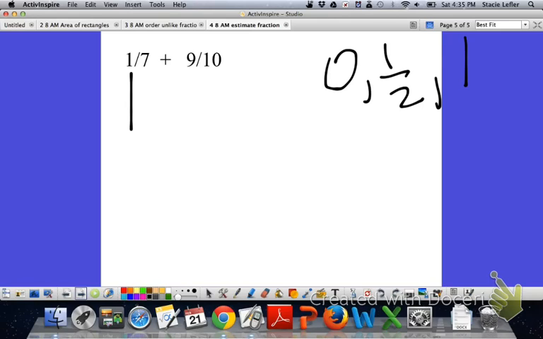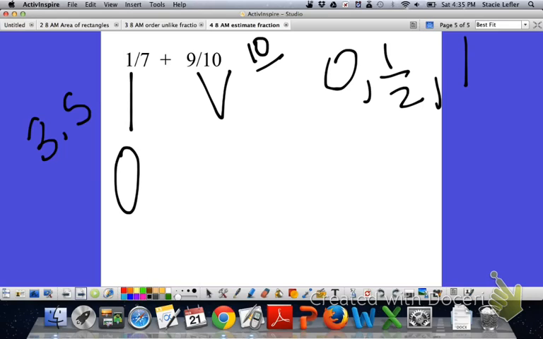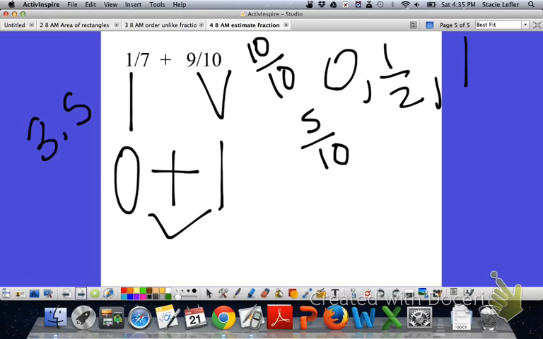So 1/7 is closest, half of 7 is exactly 3.5, and 1's closer to 0 than it is to 3.5. So I'm going to round this to 0. 9/10, well, 10 out of 10 would be exactly a whole, and 5 out of 10 would be 1/2. 9 is closest to 10, so we're going to round that to a whole number of 1. And then we estimate the sum, and 0 plus 1 is 1.